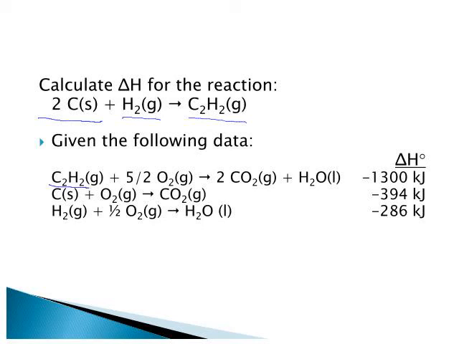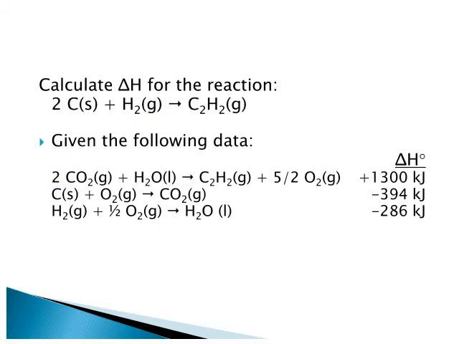We see here that we have C2H2, but it is on the reactant side here, but it's on the product side here. So what we have to do to this problem is we've got to flip it. So now you see I flipped the first equation, and I also changed the sign of my delta H. So now we're going to go to the next problem.